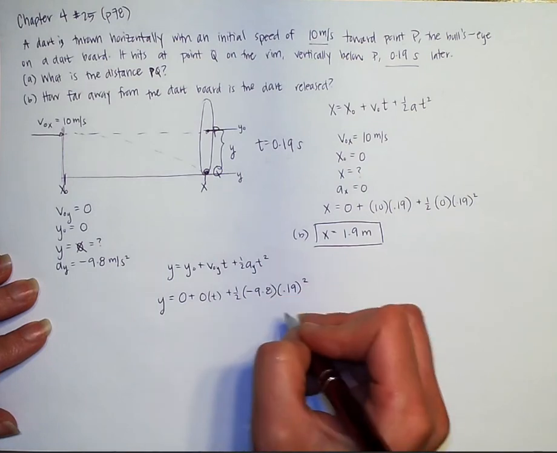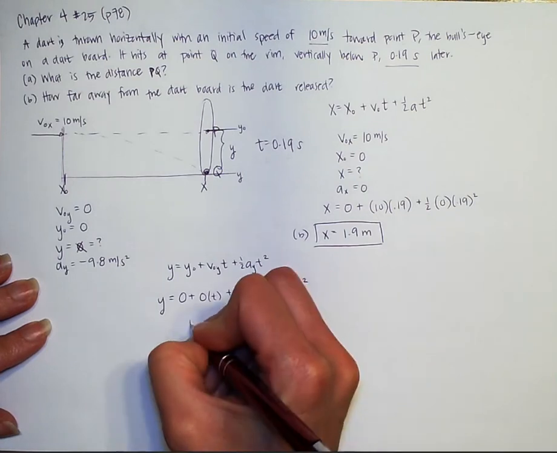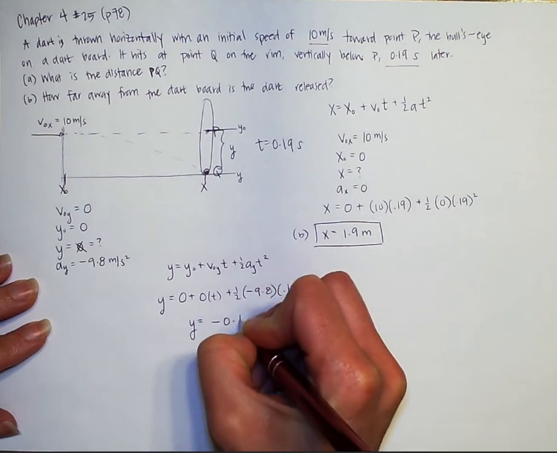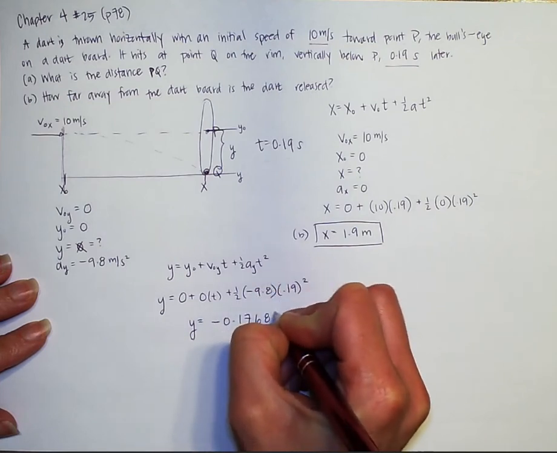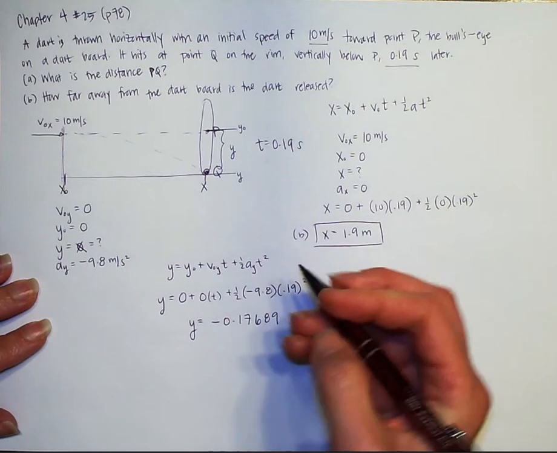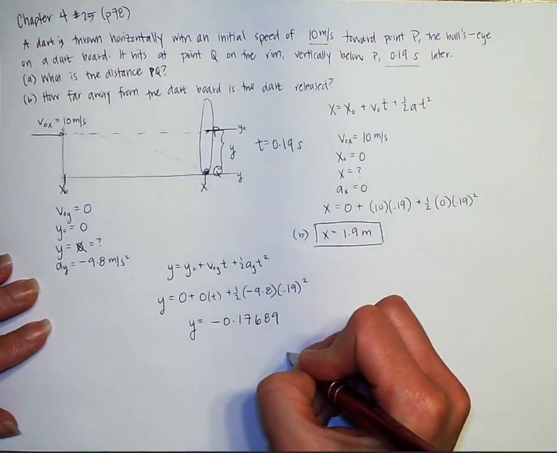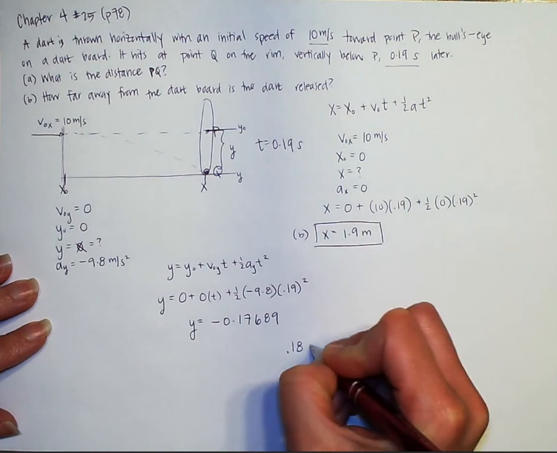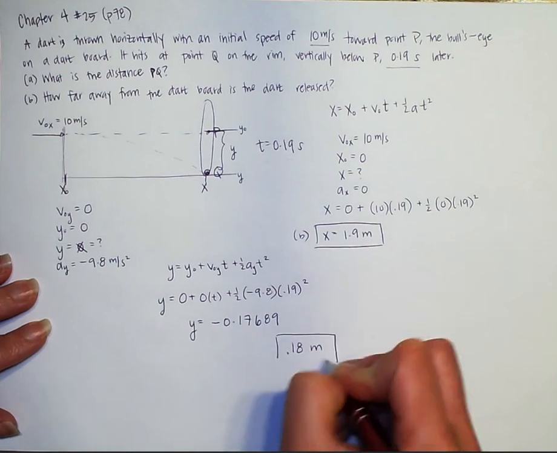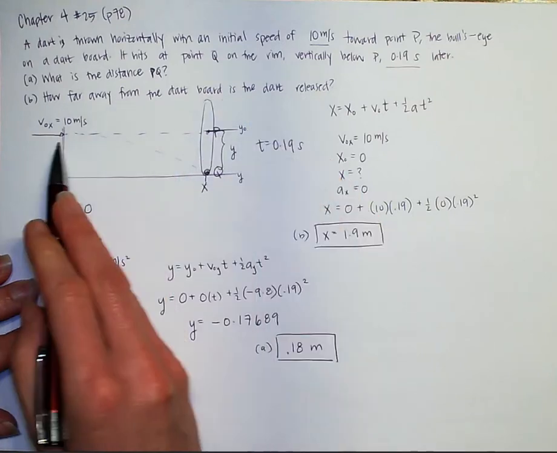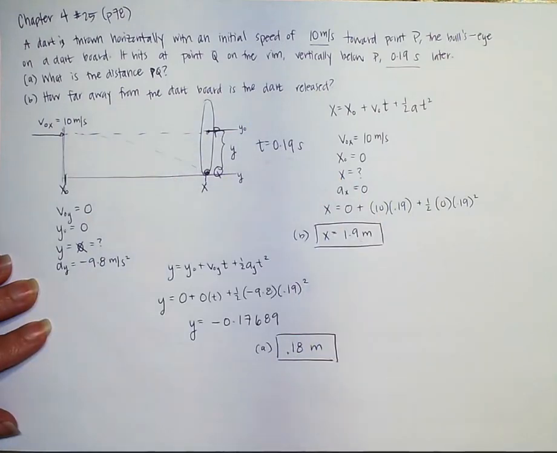And so if you work this out on your calculator, you will find out that your distance in the y is negative 0.17689. And so the distance below, which is what it's asking for, is 0.18 meters below. And how far away from the dartboard is it released? That's 1.9 meters. And we are done.